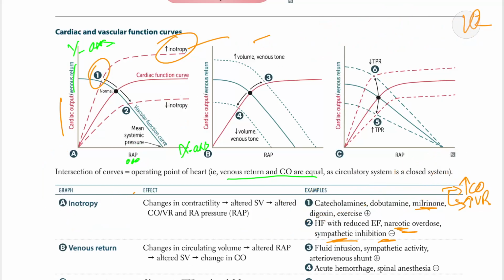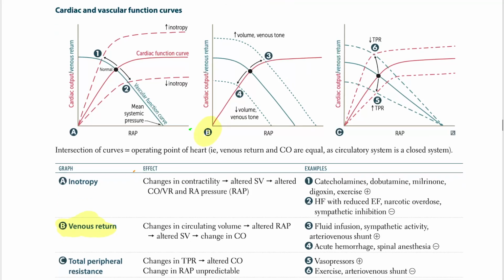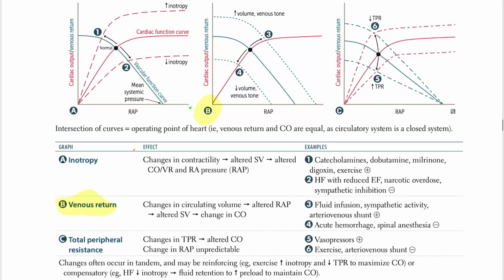Moving on with the next graph, what do we have? So the next graph is, let's change color, okay, graph B, so it's about venous return. Venous return, what do we have here? So in venous return, changes in circulatory volume would cause altered RAP, which is your right atrial pressure, which alters the stroke volume, and which leads to change in cardiac output.